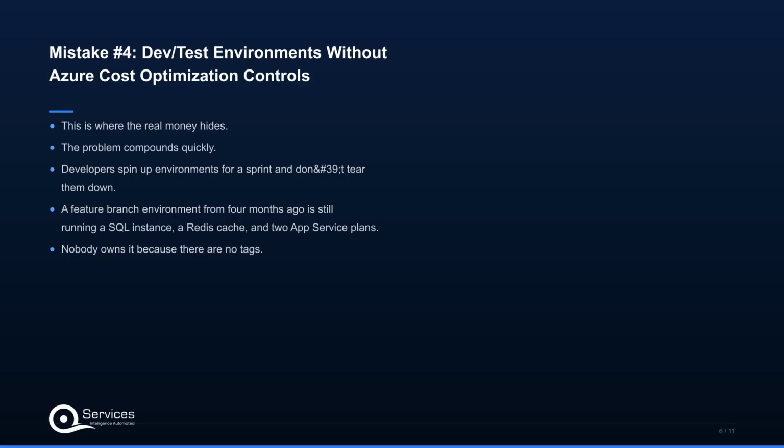Next up, moving on to mistake number 4, dev/test environments without Azure cost optimization controls. This is where the real money hides. Development and test environments running 24/7 are often responsible for 30 to 40% of an organization's Azure bill, particularly in software companies where each developer has their own cloud environment.